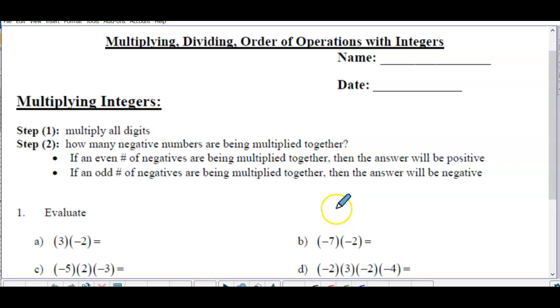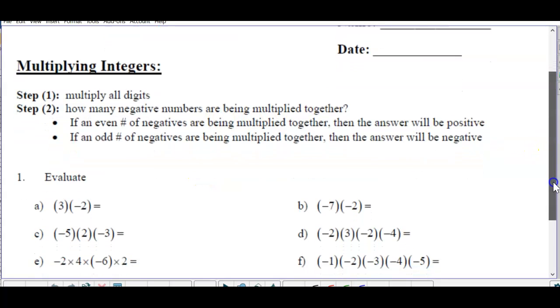So remember, for multiplying integers, you want to multiply all the digits together, and then you want to look at how many negative numbers you are multiplying together. If there's an even number of them, then your answer will be positive. If there's an odd number of them, then your answer will be negative. So let's practice.